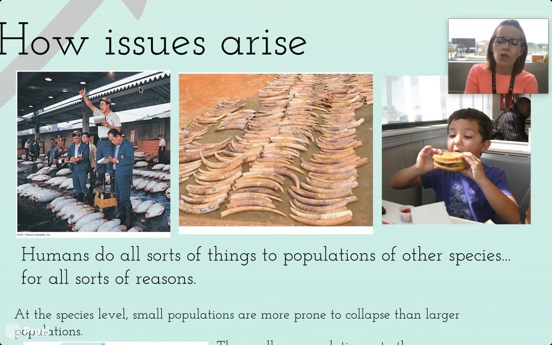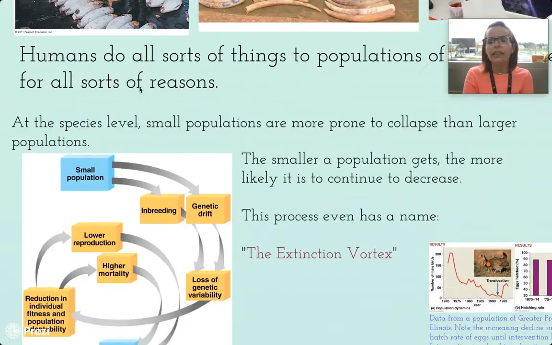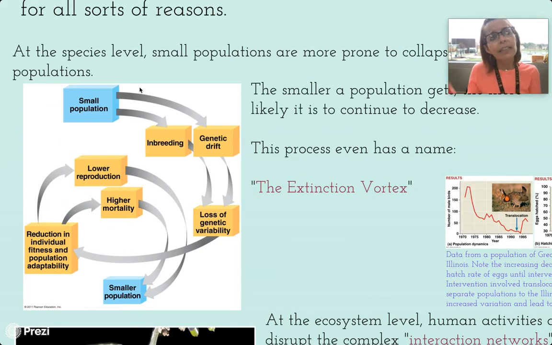So at the species level, small populations are more prone to collapse than larger populations. And we learned this when we were talking about genetic drift earlier. If you have a small population, it's more likely that there's going to be inbreeding, and it's more likely that certain genes are going to disappear. When you start to look at this diagram, you start to lose genetic variability. That can cause lower reproductive rates. They are less successful at reproducing when their genetic diversity is less, and there's going to be higher mortality. Among cheetahs, for example, they have all kinds of birth defects that increase their mortality rate.